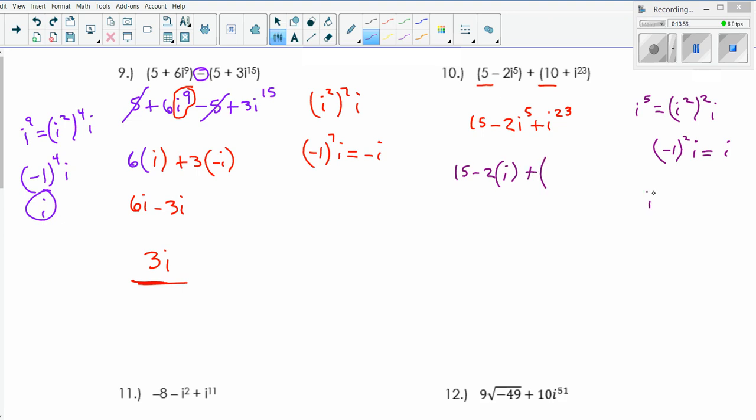So i to the 23rd is i squared raised to the 11th power. That's 22, plus an extra one makes it 23. So I now have i squared to the 11th times i. That's a total of 23 i's. I have negative 1 raised to the 11th times i. So negative 1 raised to the 11th, that's an odd power, so I'm going to end up getting negative 1 out of that, times i, which means I have negative i. Alright, so this means I have 15 minus 2i minus i, which means I have 15 minus a total of 3 i's. And there's my answer.